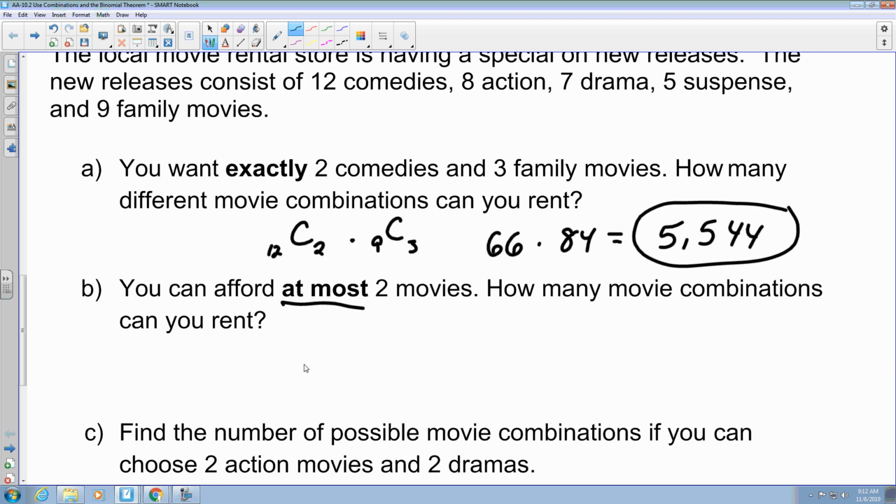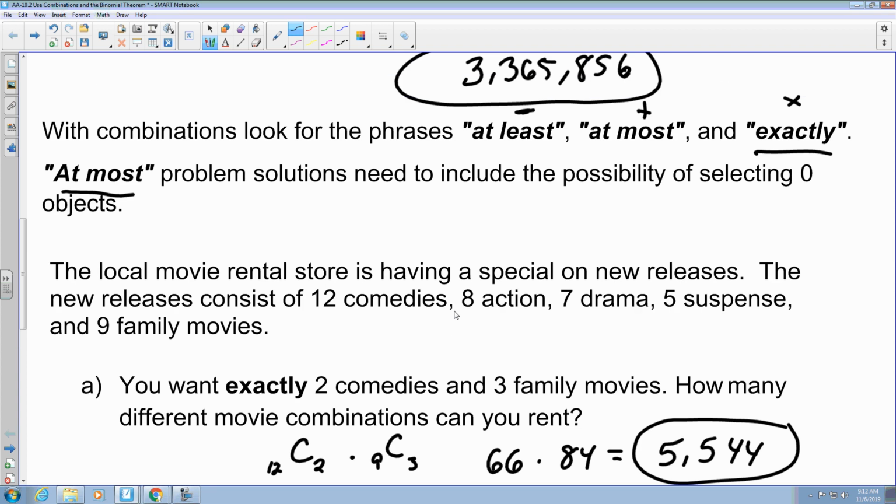It says 2 movies. It doesn't give any type of genre, so it's just the total number of movies that rental store has, or at least in what we're looking at. So 12 plus 8 plus 7 plus 5 plus 9. That means there's 41 total. And when we talked about at most, we're talking about an addition problem.